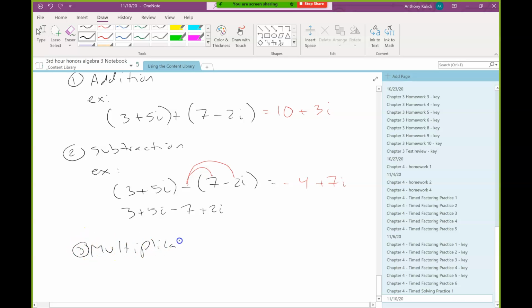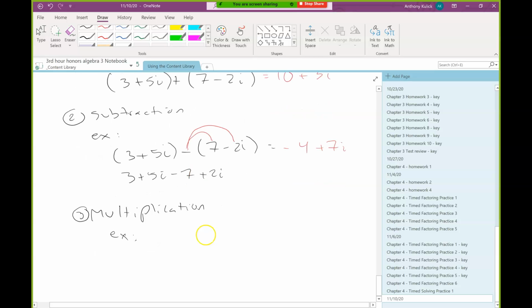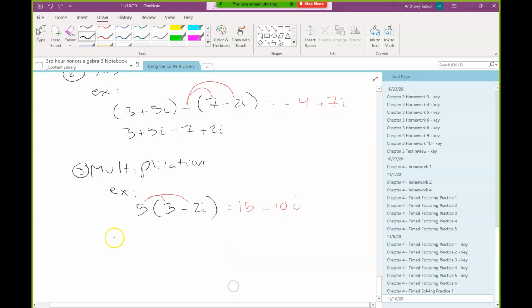What if I have 5 times 3 minus 2i? What do you think we should do here? Yeah, just distribute. What if we have 5i times 3 minus 2i? Still distribute, right? Okay, so what do I get? 5i times 3 is 15i. And 5i times negative 2i is negative 10i squared.